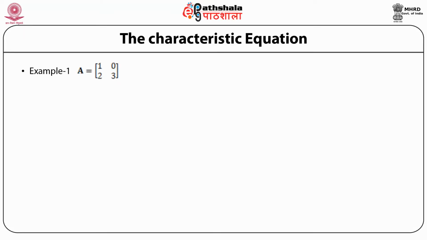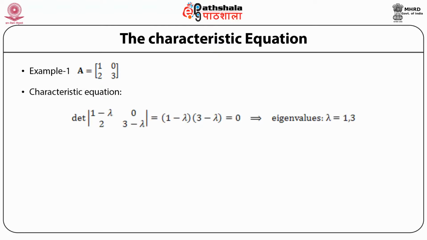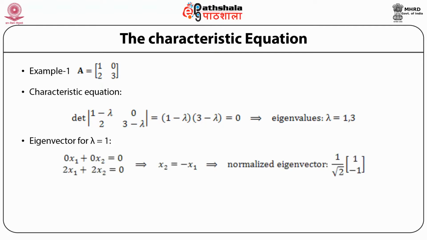Consider matrix A equal to a 2 cross 2 matrix with the first row being 1, 0 and second row being 2, 3. The characteristic equation is the determinant of the matrix with the first row being 1 minus lambda, 0, the second row being 2, 3 minus lambda, which is equal to 1 minus lambda into 3 minus lambda, which equals 0. This implies that the eigenvalues lambda will be equal to 1 and 3. So the eigenvector for lambda equal to 1 can be found by using the equations 0 times x1 plus 0 times x2 is equal to 0.